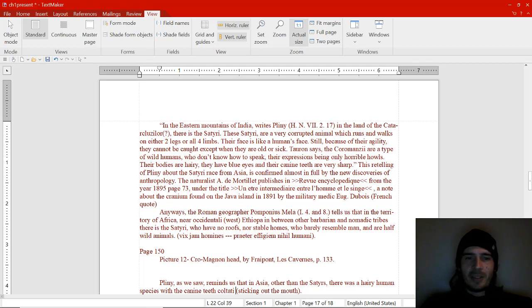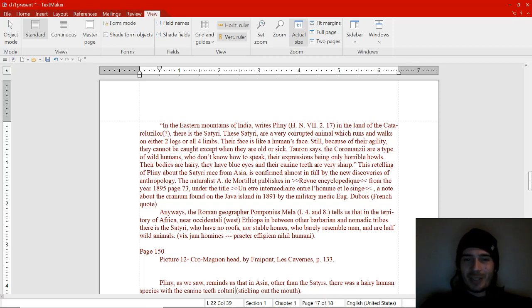This retelling of Pliny about the Satyri race from Asia is confirmed almost in full by the new discoveries of anthropology. The naturalist Aide de Mortelet publishes in Revue Encyclopédique from the year 1895, page 73, under the title Some French, a note about the cranium found on the Java island in 1891 by the military medic Eugène Dubois, and then French quote. I have to see if I can find the skull. Maybe it's got horns.